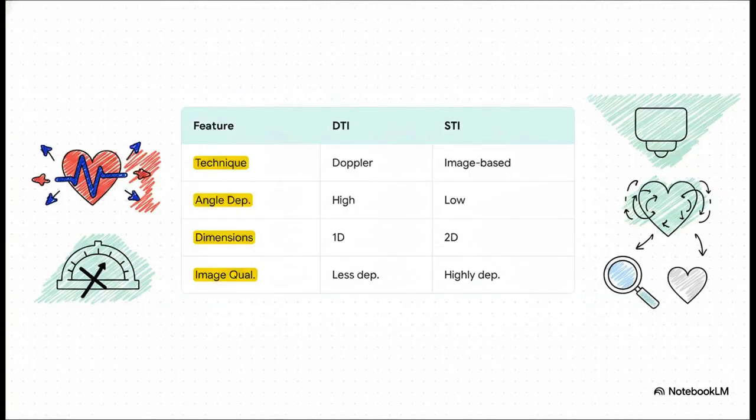This table gives you a fantastic head-to-head comparison. DTI on one side, it's Doppler-based, so it's very angle-dependent and really only measures strain in one direction. But its big advantage is its excellent temporal resolution. It has very high frame rates. STI on the other side, it's image-based, angle-independent, and can measure strain in 2D. Its major weakness, though, is that it absolutely requires a crystal-clear image for the software to work properly. You've got two great tools in your toolbox, and it's all about knowing which one to use and when.